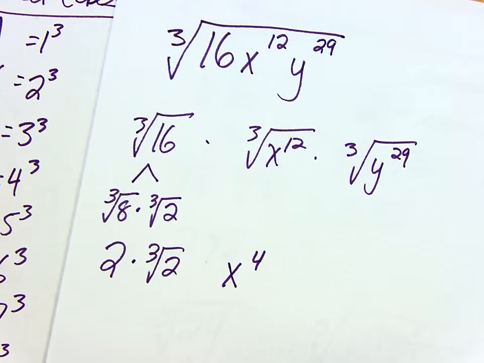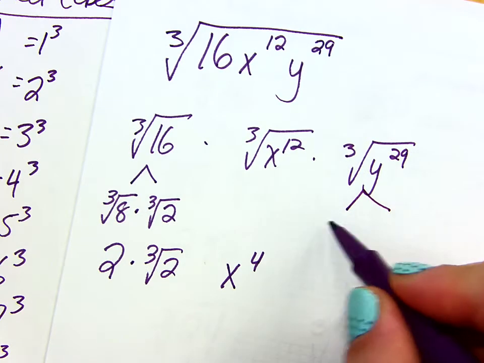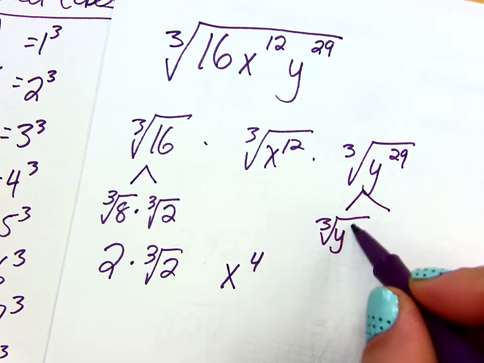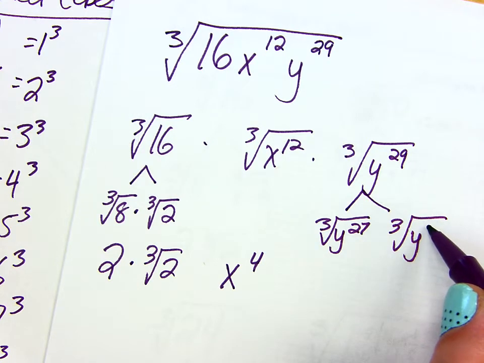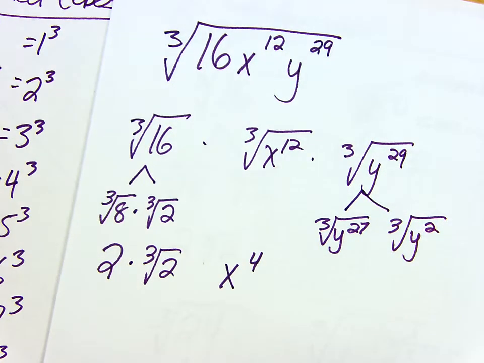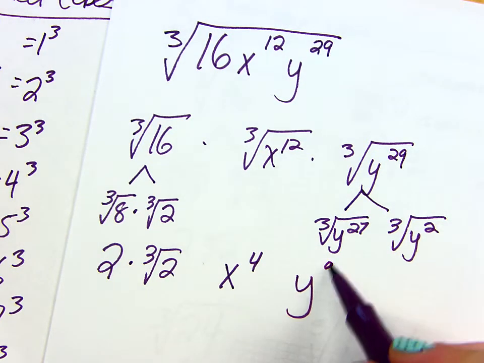So then I ask myself, okay, I have to go down. Can I divide 28 by 3 evenly? No, too bad. Go down one more. Can I divide 27 by 3 evenly? Yes. So I split this up into the cube root of y to the 27th and the cube root of y to the 2nd. And the cube root of y to the 27th is y to the 9th.